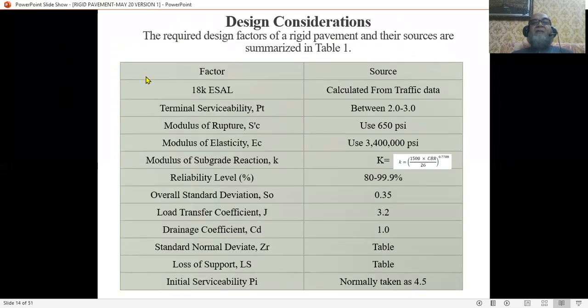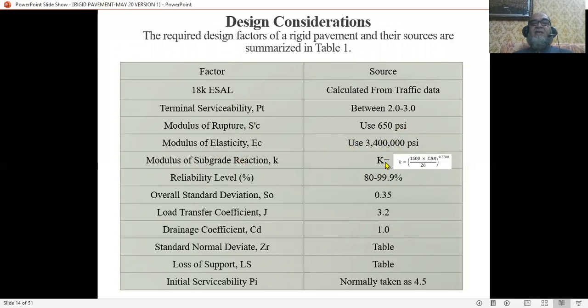Now, I have summarized the values for rigid pavement design. So, traffic is the 18 kilopound equivalent single axle load, 18 kESAL. Now it is calculated from traffic data, as you know. Terminal serviceability between 2.0 to 3.0. Modulus of rupture, use 650 psi. Then modulus of elasticity, this we use between 3 to 4 million. Just pardon me about this value, I will correct this.